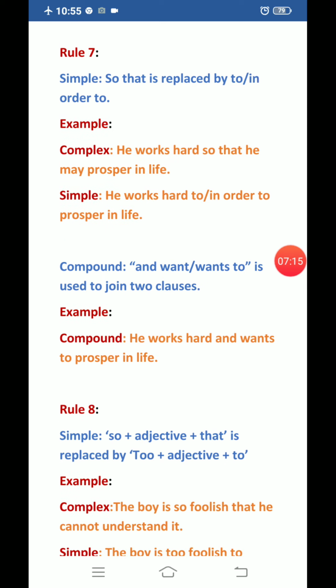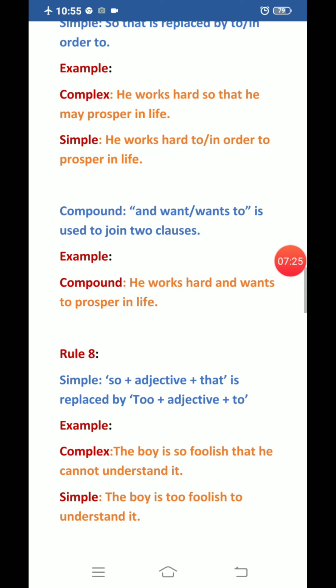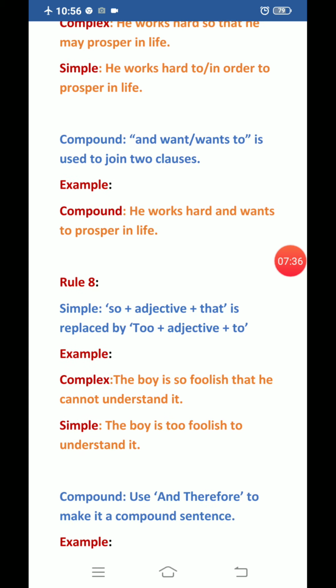Simple sentence: He works hard to, or in order to, prosper in life. For compound sentence, "and want" or "wants to" is used to join the two clauses. Example, compound sentence: He works hard and wants to prosper in life.